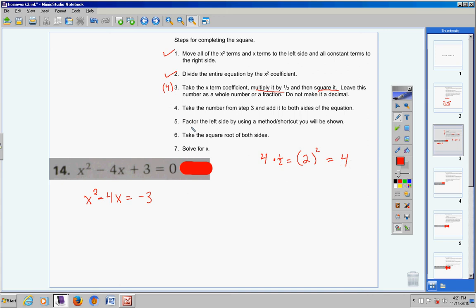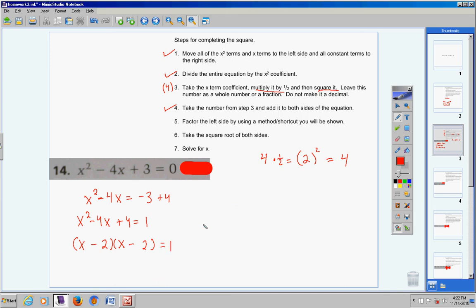Step 4, take the number from step 3 and add it to both sides. So I'm going to add 4 to both sides. X squared, negative 4x, positive 4. Add 4 to this side, negative 3, positive 4 is 1. Next step, factor the left side. Okay, here we go. Put 2 parentheses. The square root of x squared is x. Put it here and here. The square root of 4 is 2. Put it here and here. Your middle sign is negative, so put a negative here and a negative here. And then bring down your positive 1.